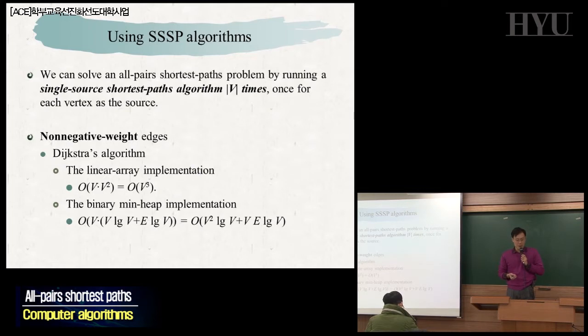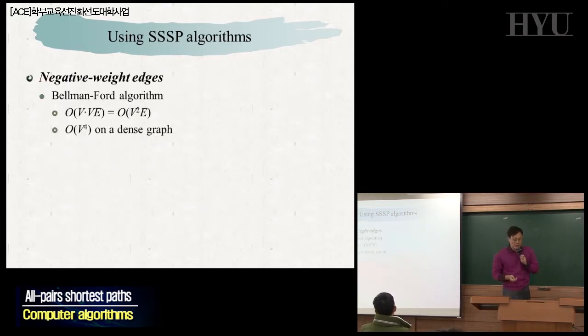Otherwise, if we implement it using the binary min heap, the running time will be VE log V, because this is bigger than this. If it has some negative weight edges, we have to use the Bellman-Ford algorithm, and its running time is big O of V squared E. On a dense graph, E is big O of V squared, so it is big O of V to the fourth.